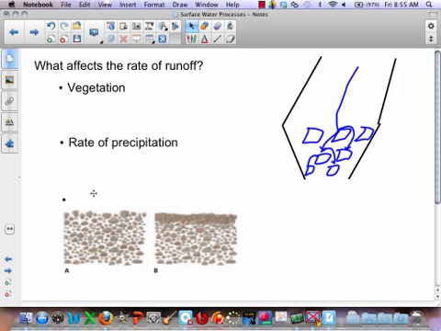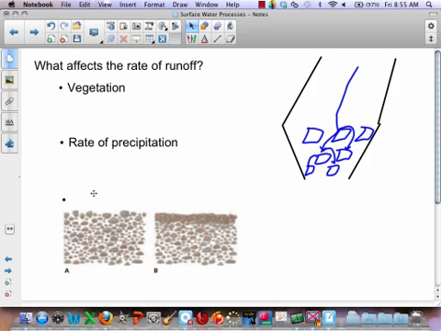Okay. Rate of precipitation. Why would that be an issue? Because rain can give off a lot of water. Yeah, a little. Okay. So obviously, if we're having a heavy downpour, you're going to have a lot of runoff. If we're getting a little bit of sprinkle, we're not really getting a lot of runoff.